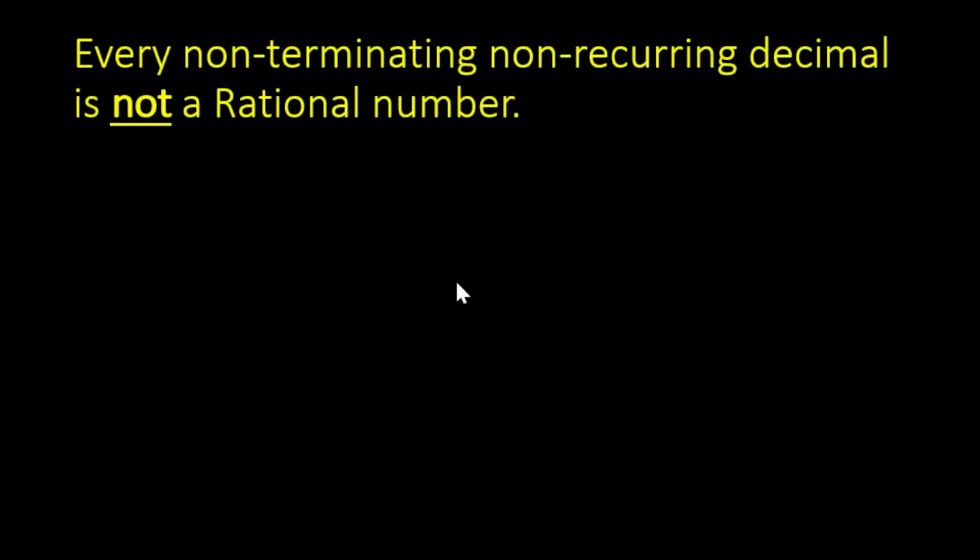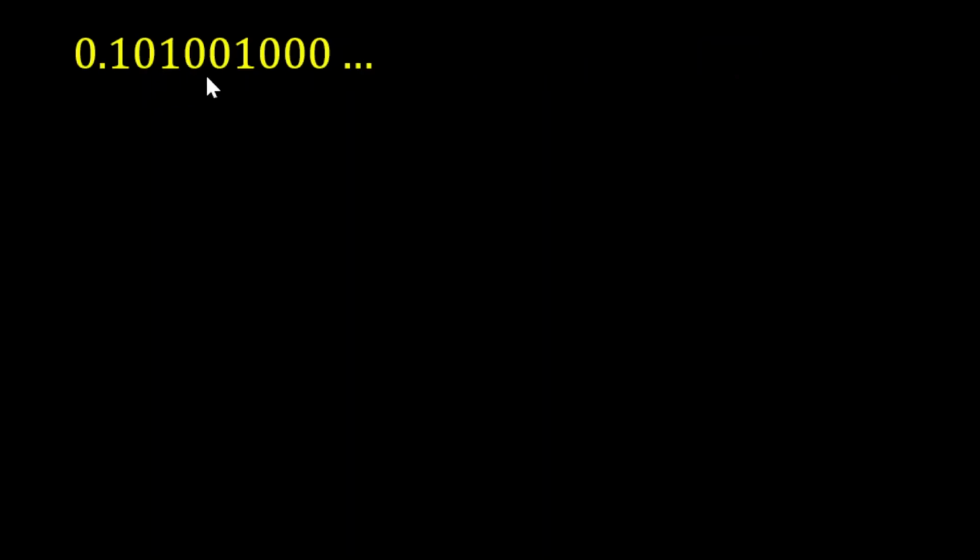Every non-terminating, non-recurring decimal is not a rational number. The decimal expansion will not terminate. There will be no end. It will continue forever. But we cannot find any group which is getting repeated. For example, 0.101001000 and so on. So here they are following one pattern: 1 then 1 zero, 1 then 2 zeros, 1 then 3 zeros, etc. So we cannot find any particular group which is getting repeated. So this is non-terminating and non-recurring. Such type of numbers we cannot write in the form of p by q. So this is not a rational number.